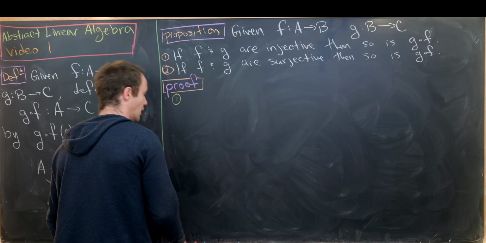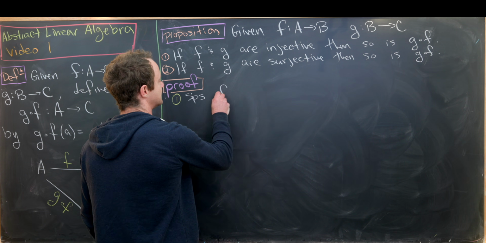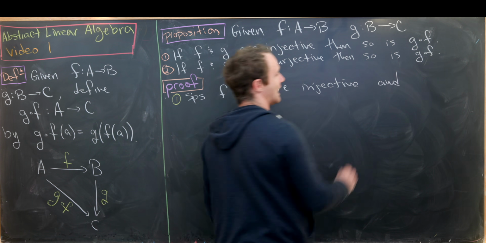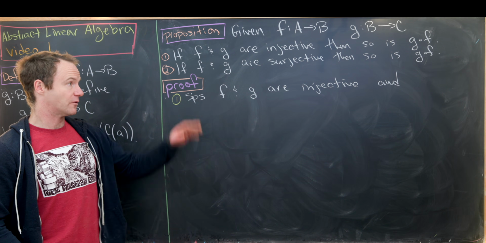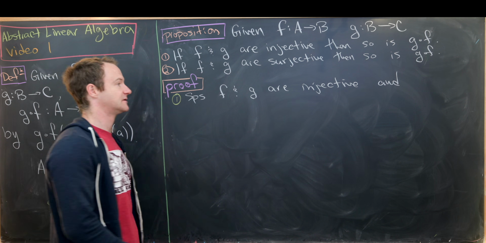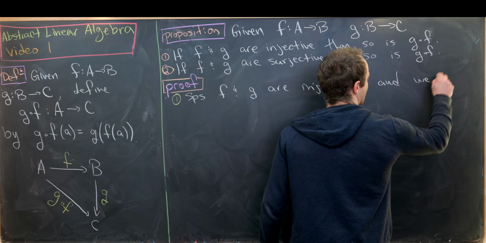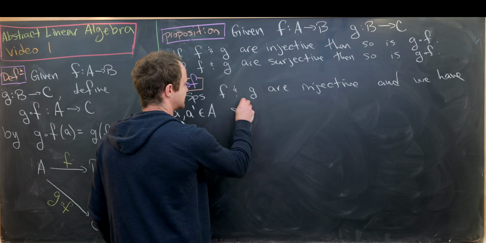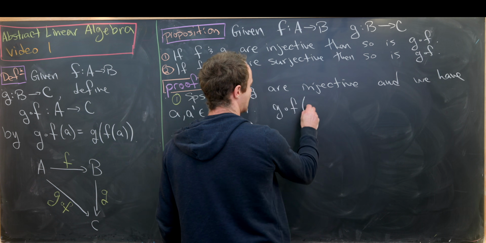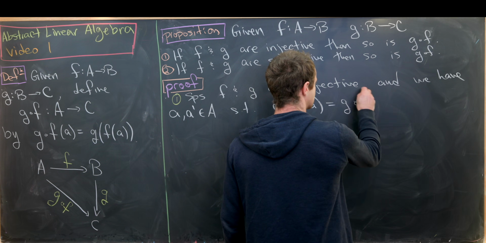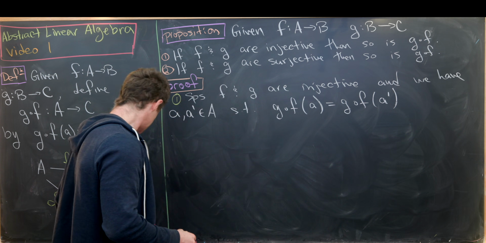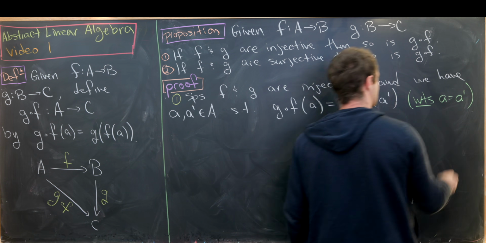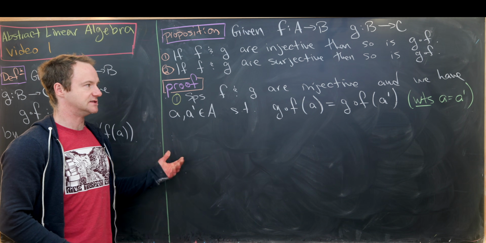We'll start with number one. So let's suppose that f and g are both injective, and that we have the testing setup for g composed with f being injective. In other words, we have some elements, a and a prime, which are from capital A, such that g composed with f evaluated at a is the same thing as g composed with f evaluated at a prime. Just to point out where we're going, what we'd like to end up with is that a is equal to a prime. That means this composition will indeed be injective.